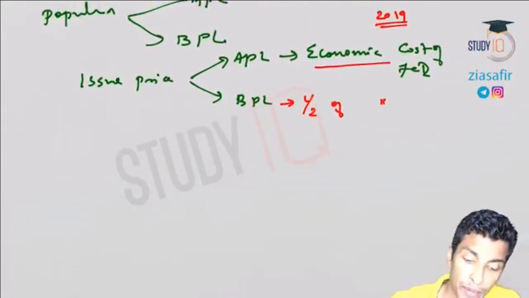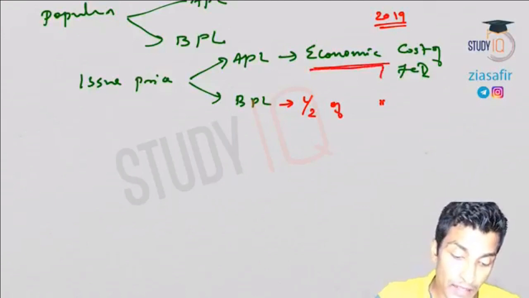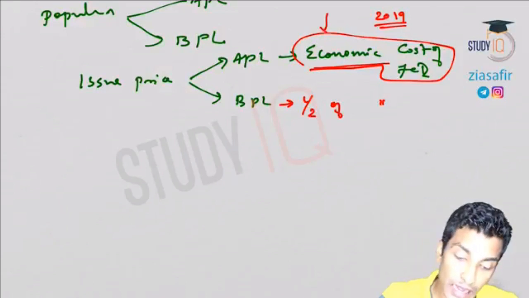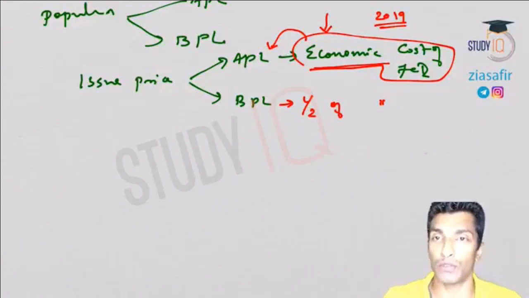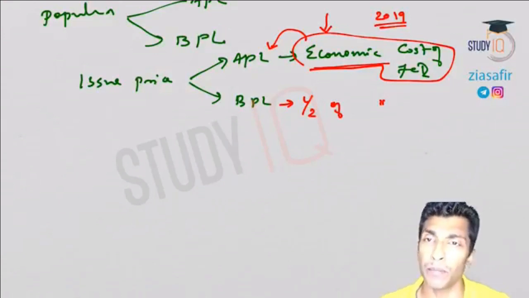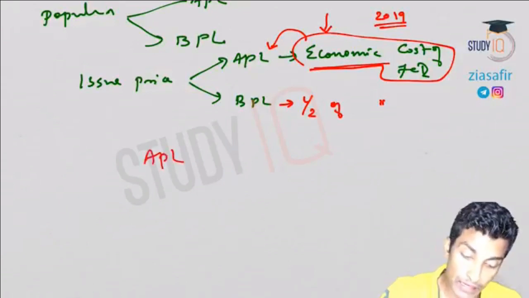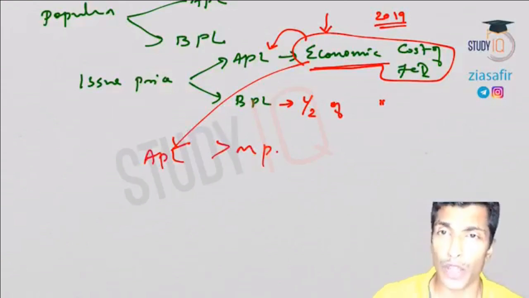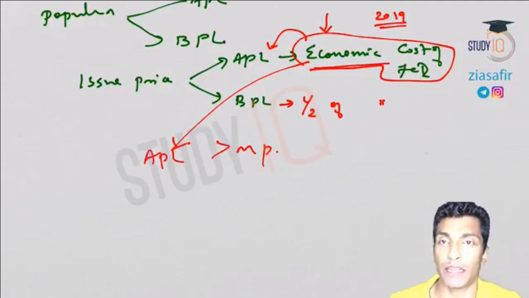Now here what happened is this: because of inefficiencies, corruption, etc., the economic cost of FCI was even higher than the market price. So when you are selling at economic cost for the APL category, where the market price is lesser than the economic cost of FCI, do you think that APL people will buy? No, APL people will buy from the market. That is better for them. You get better food grain as well as a better price from the market. So APL stopped buying from the fair price shops, and later the prices actually reduced.